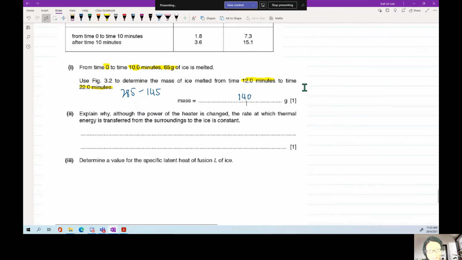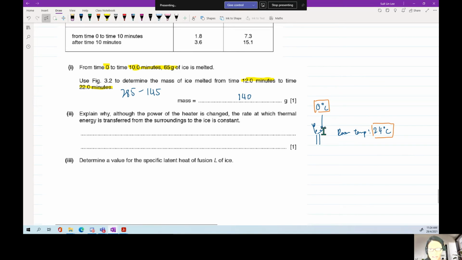Explain why, although the power in the heater is changed, the rate at which the thermal energy is transferred from the surrounding to the ice is constant. Well, the ice here is 0 degrees Celsius. I'm assuming the surrounding is constant, okay? The room temperature is constant. Maybe you sit in a lab at 27 degrees Celsius. So this temperature difference is the same. So the rate of heat transfer is pretty constant, although you don't learn the actual equation to find the rate of heat transfer. We didn't change anything.